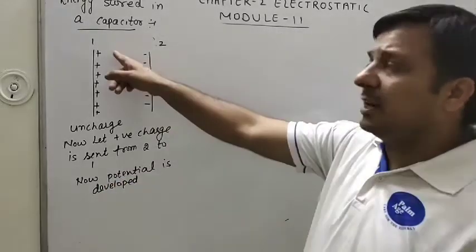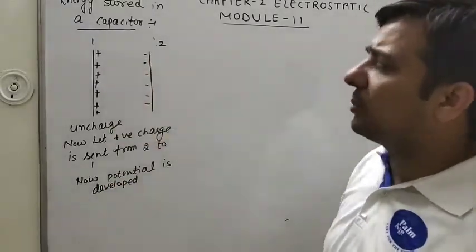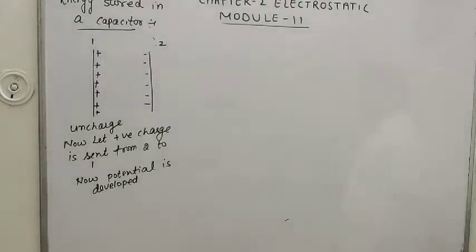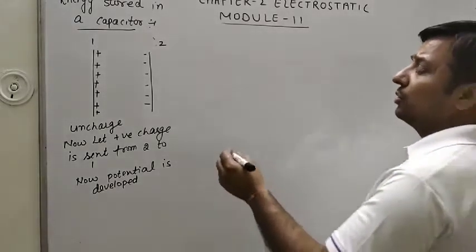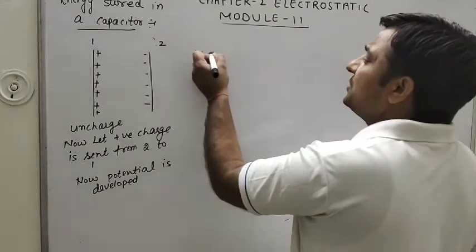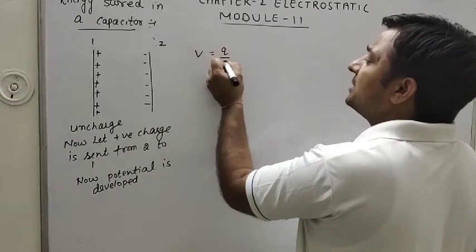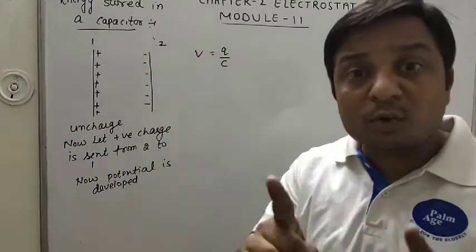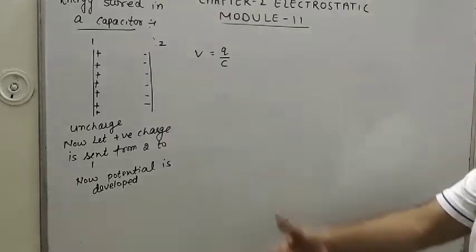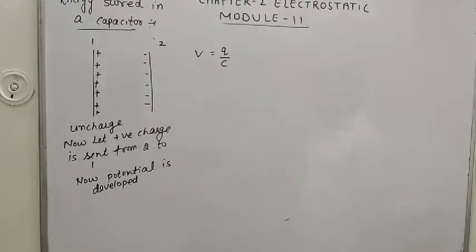This is higher potential and this is lower potential. So potential difference is developed and we know that V is equal to Q by C. Q is the charge across each plate and C is the capacitance of the parallel plate capacitor.